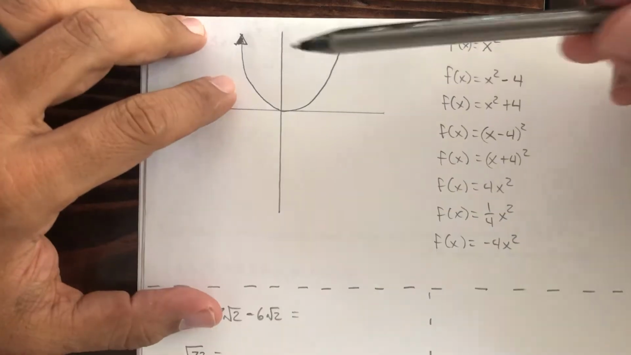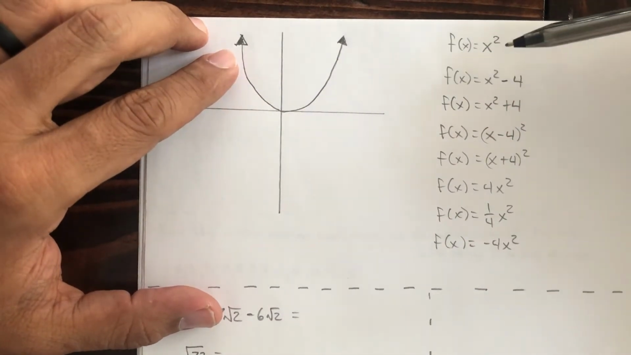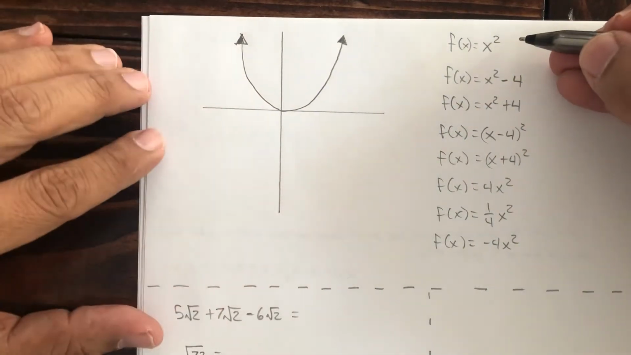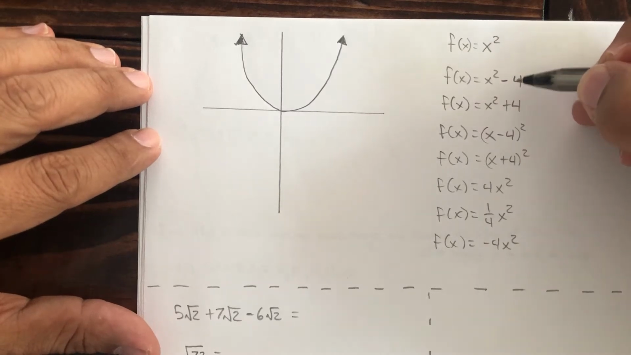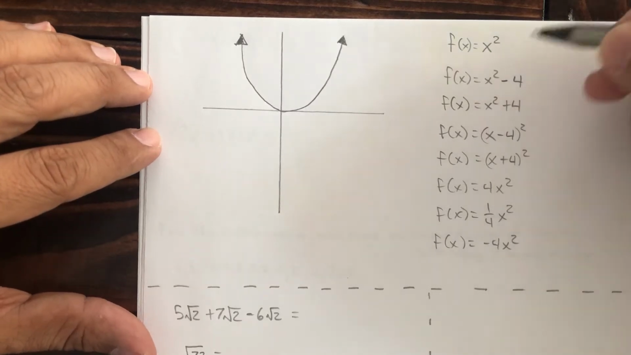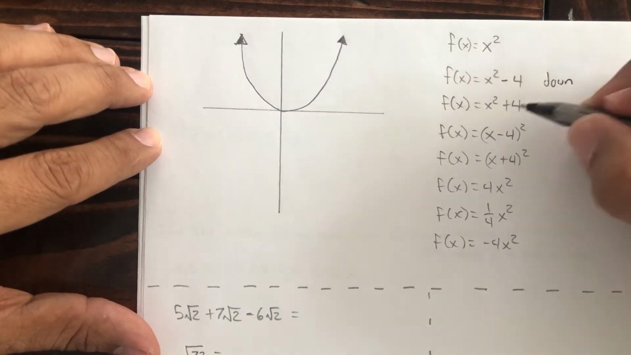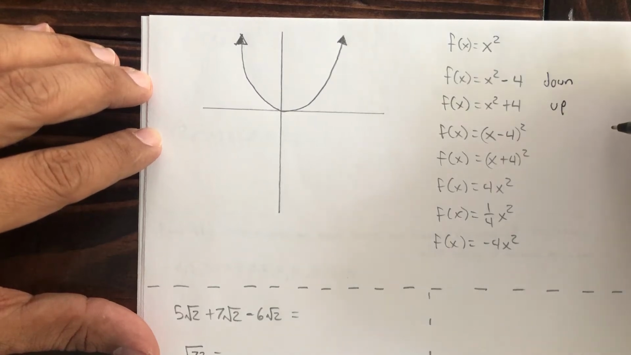All right, so this is the parent function for this graph. So this is the original. If you write x squared, it's going to look like this. It's going to go through here, okay? Now, when you change it by putting -4 here on the outside of the x squared, it's going to make it go down 4 units. The +4 would make it go up 4 units.